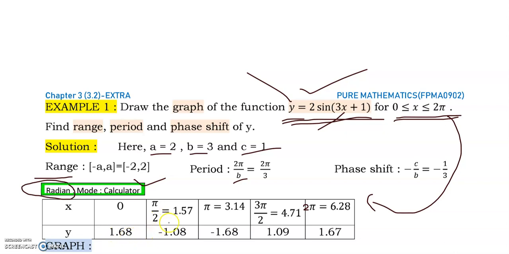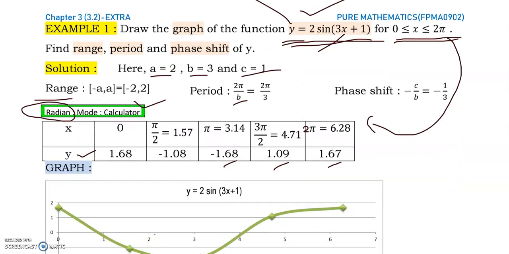Similarly you find here what is y for the given x. X is 1.57, so for that you find y, that is minus 1.08. Similarly you find all the values of y. You calculate the value of y by substituting these x values one by one in this rule. You can find the values of y. Now you completed the table.